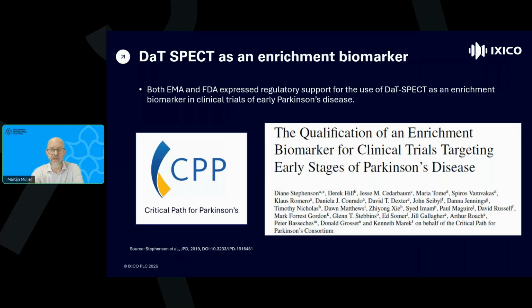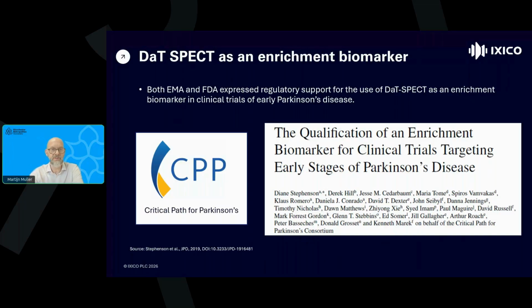Because of its ability to confirm dopaminergic deficit, dopamine transport or SPECT imaging has received support from regulatory agencies as an enrichment biomarker for trials of early stages of Parkinson's disease. It helps ensure that participants have underlying neurodegenerative pathology consistent with Parkinson's disease. Collaborative efforts, such as the Critical Path for Parkinson's Consortium, can facilitate this regulatory process by bringing together all relevant stakeholders and encourage the sharing of data to make these kinds of endorsements possible.